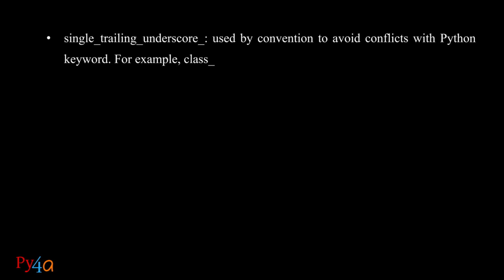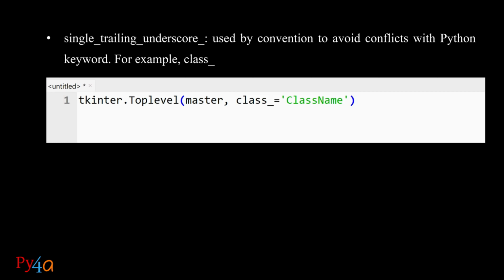For example, class underscore. Also, in this code snippet, you see here we have tkinter.Toplevel, and then we have the argument as master, and class_ equals ClassName. Here, because we have the class keyword in Python, we cannot use it. So to avoid such conflict, we append a trailing underscore.